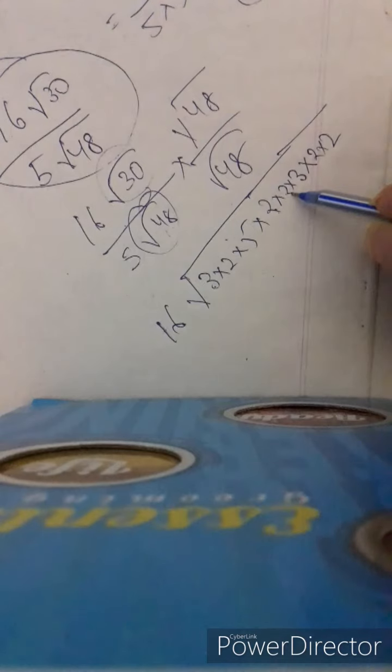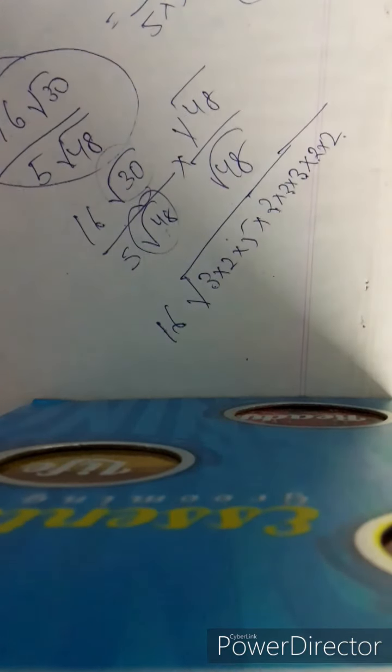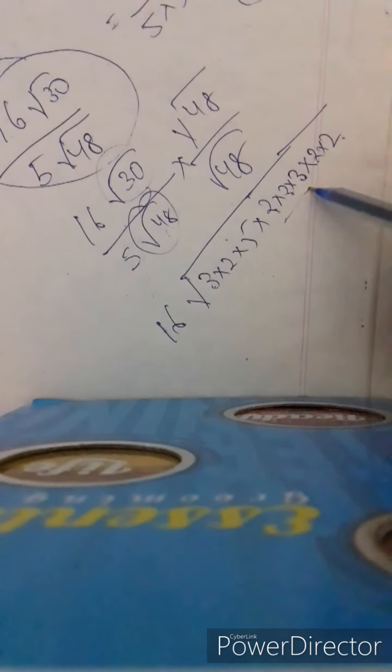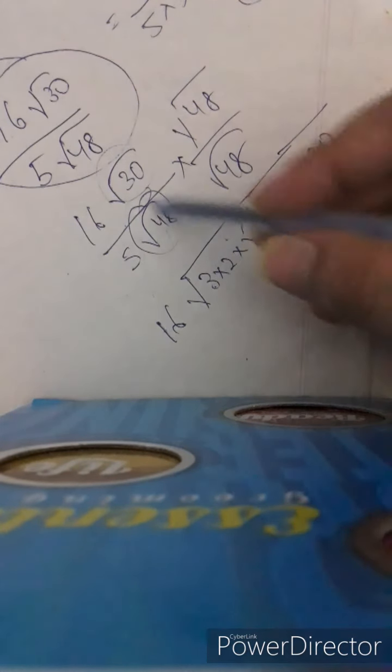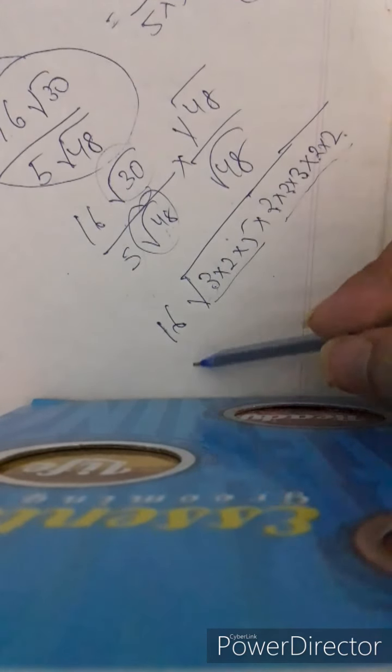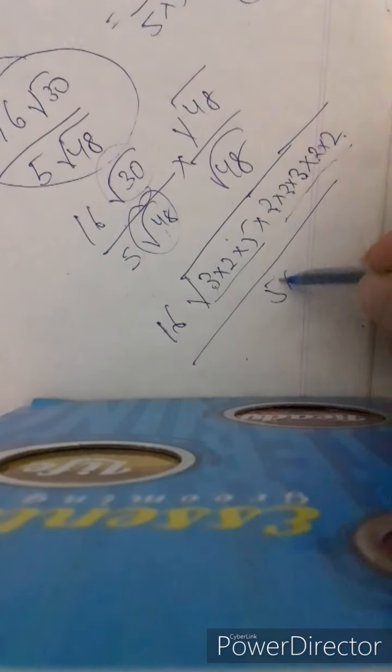So 2 2s are 4, 3 2s are 12, 2 12s are 24, 2 24s are 48. So 48 we have broken up into 2 into 2 into 3 into 2 into 2, and 30 we have broken up into 3 into 2 into 5, and 5 into root 48 into root 48 becomes 48.